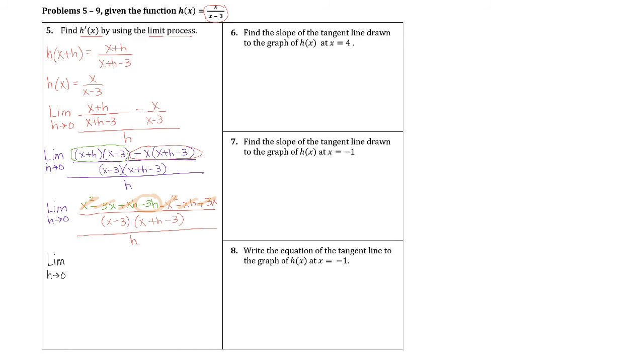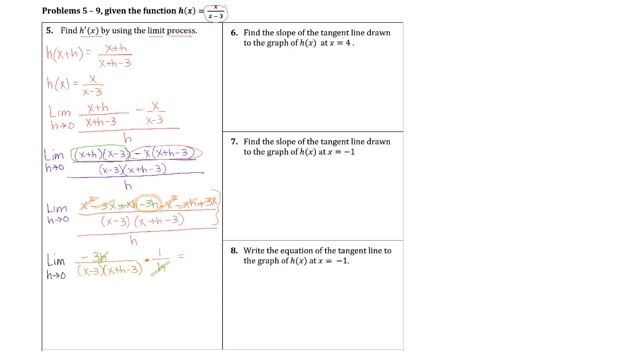Well, alrighty. So let's see. I'm going to have negative 3h all over this x minus 3 times x plus h minus 3. Now that's this whole fraction here. So I'm going to divide all of that fraction by h. So I really need to multiply by the reciprocal, or 1 over h. And let's see what happens with that. These h's are going to cancel. So that h and that h are going to cancel.